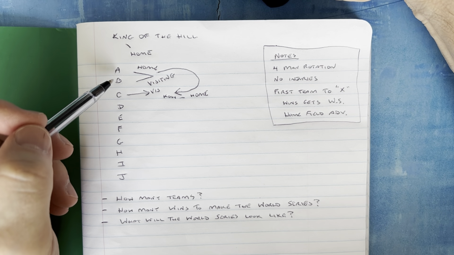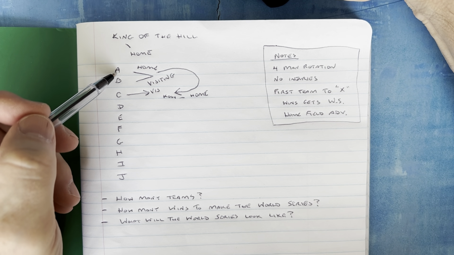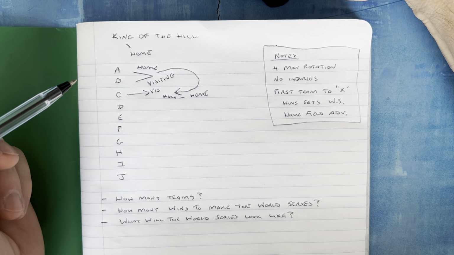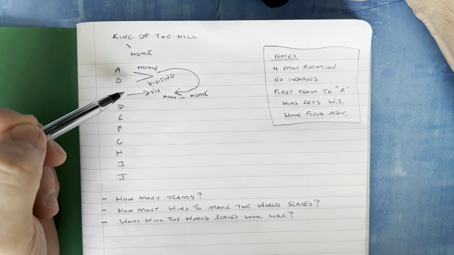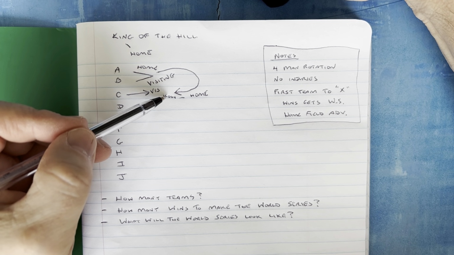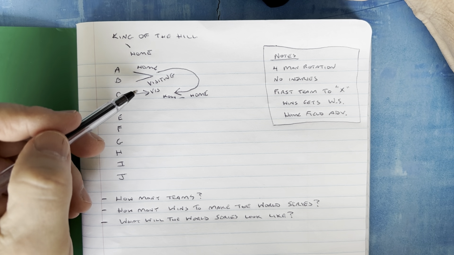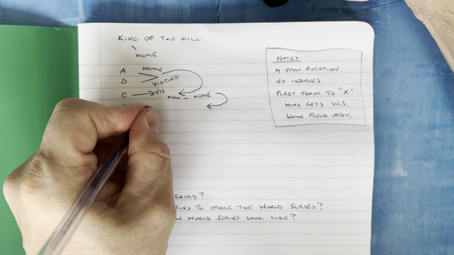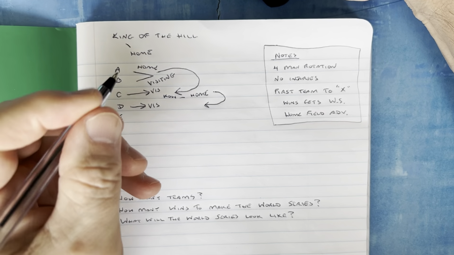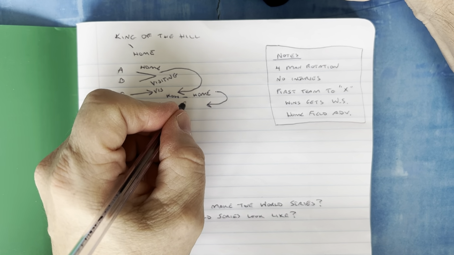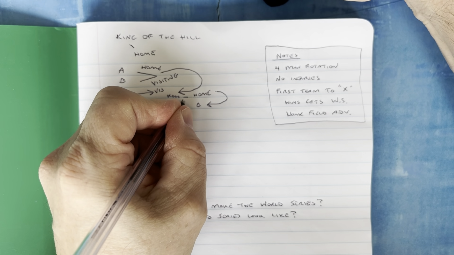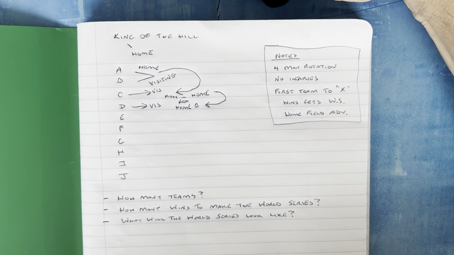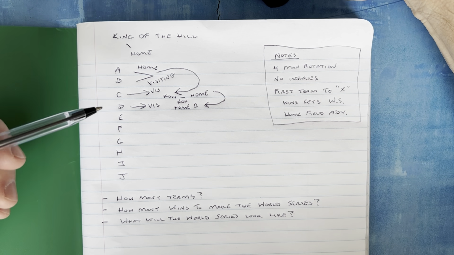Let's say Team B wins this first game. Let's say Team B defeats Team A. Team B becomes the King of the Hill. Team C is the visitor. Team B is the home team. Whoever wins this game then hosts Team D. Team D becomes the visitor. And let's say Team C wins. Team C is the King of the Hill. Therefore, Team C is the new home team. And it goes like that right down the line.